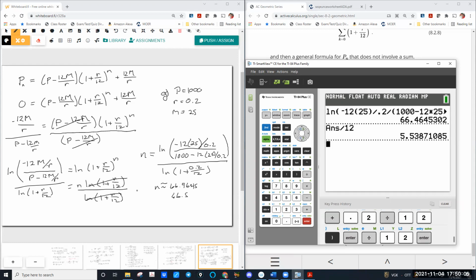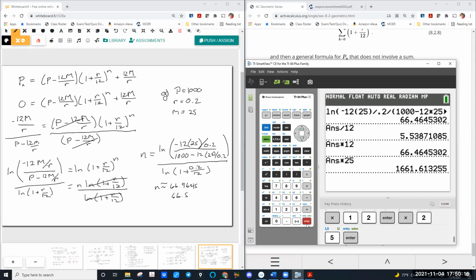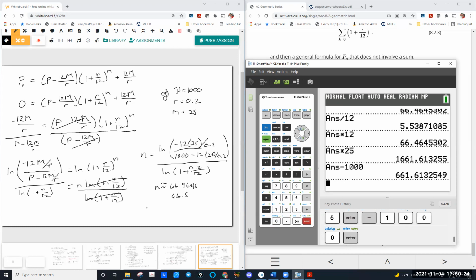But if we do this for $25 a month for 66.5 months, so let's go back to where we were. Here's how much we'll pay total. So the amount we're going to pay in interest on that $1,000 credit card balance, and I misspelled the heck out of that word, excuse me. Let's try that again. Interest is $661.61.